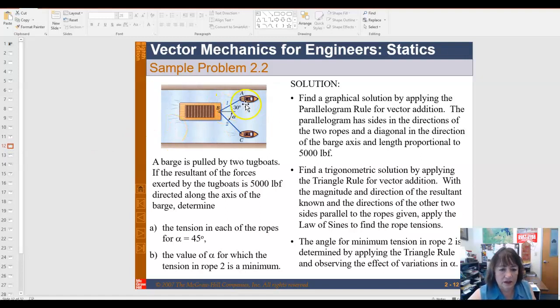Now, similarly here, if we look at this, we have a barge that's being pulled by 2 tugboats. That means that if we look at point B, we have a force AB, which is the tension in this rope, and the force BC, which is the tension in this rope. If we break it down into x components and y components, so in other words, A sub x, A sub y, C sub x, C sub y, then we can say that the resultant would be the same as if we had a single tugboat pulling with that force in a particular direction.